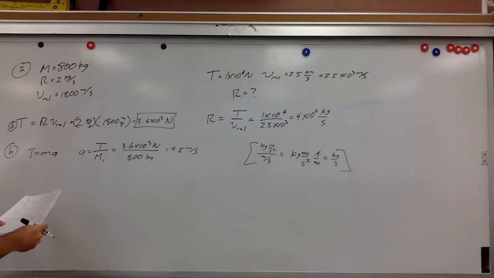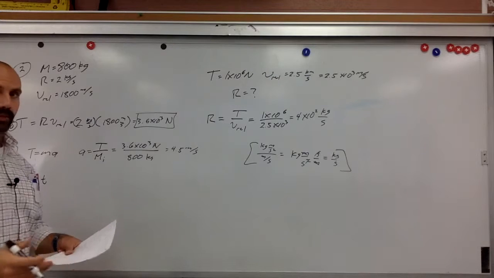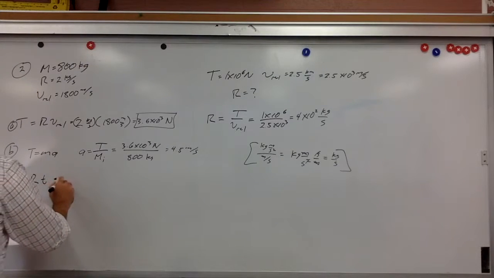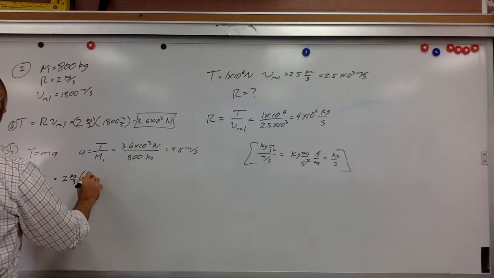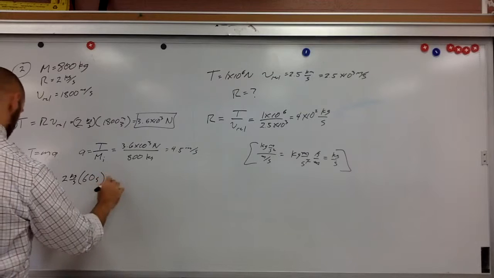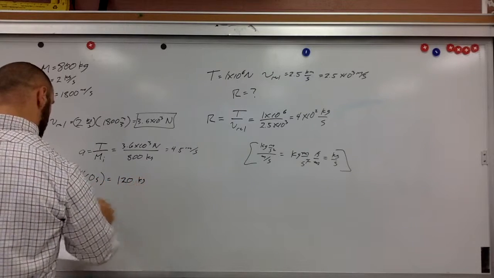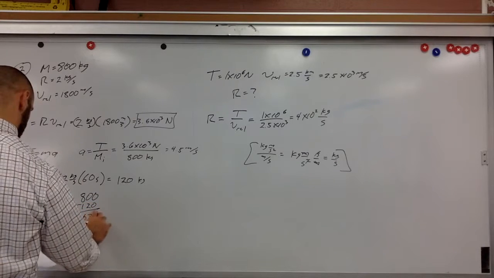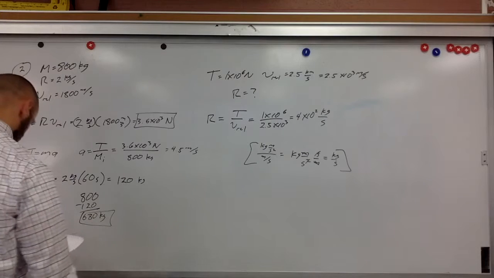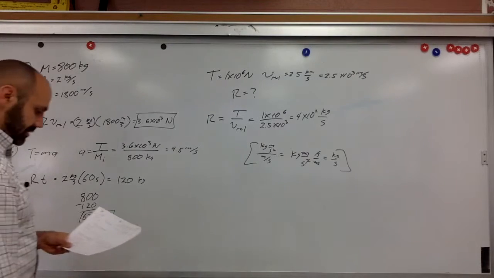Next thing is the mass remaining after the burn. Okay. We know the rate. If we do the rate times the time, that'll tell us the change in mass, how much mass has been lost. So this is going to be 2 kilograms per second times 60 seconds. All right, it's burned for, so we lose 120 kilograms. So we start off with 800, we lose 120, and so we end up with 680 kilograms.